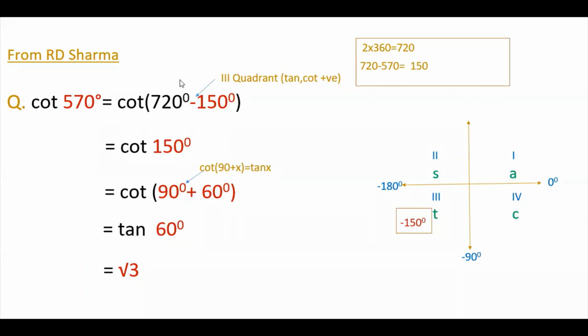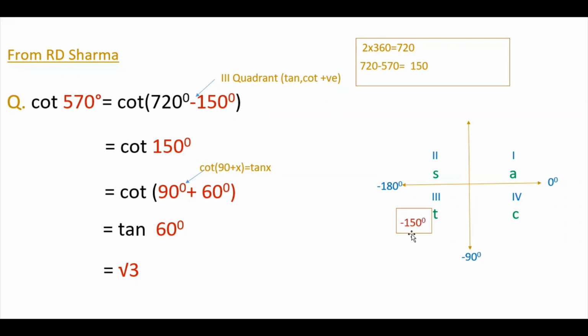These are from RD Sharma. The first question is cot 570 degrees. It is above 360 degrees and near to 720 degrees. To find the angle, 2 into 360 is 720, and 720 minus 570 is 150. So now you can write this angle as cot of 720 minus 150. You have to check only minus 150 degrees.